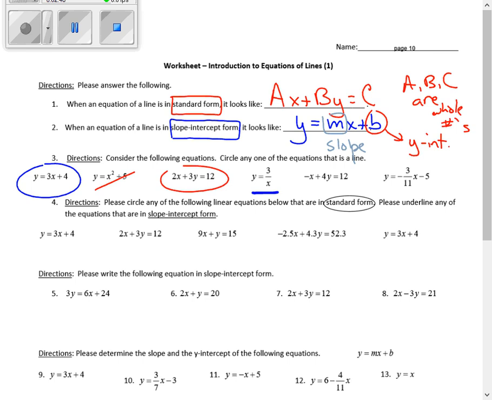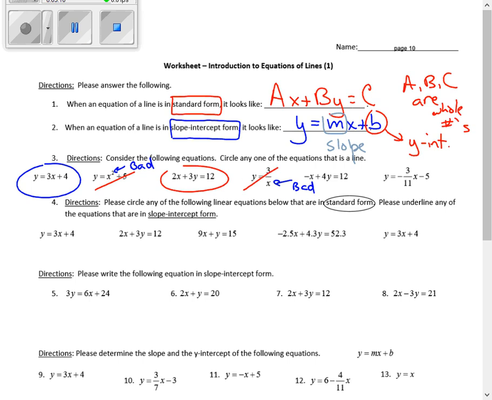y equals 3 over x. Well, the x in the denominator, okay, is bad. I'm just going to go back here and write bad for the exponent. Serve as your notes. Use the magic pen there to fade it out. So this is not the equation of a line.